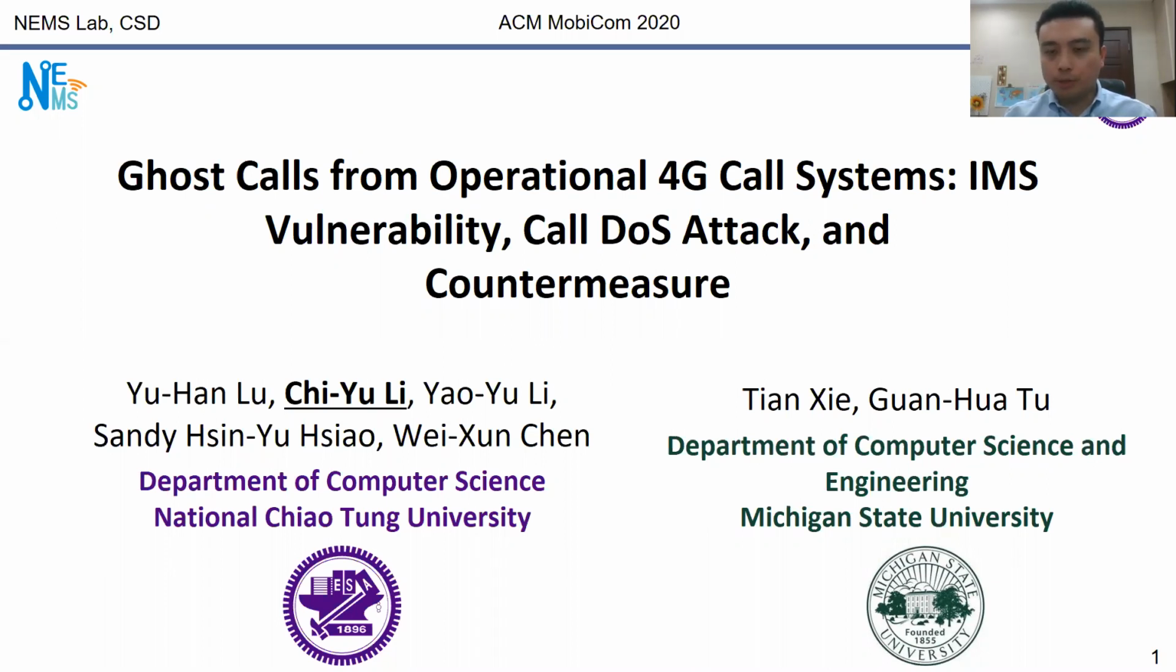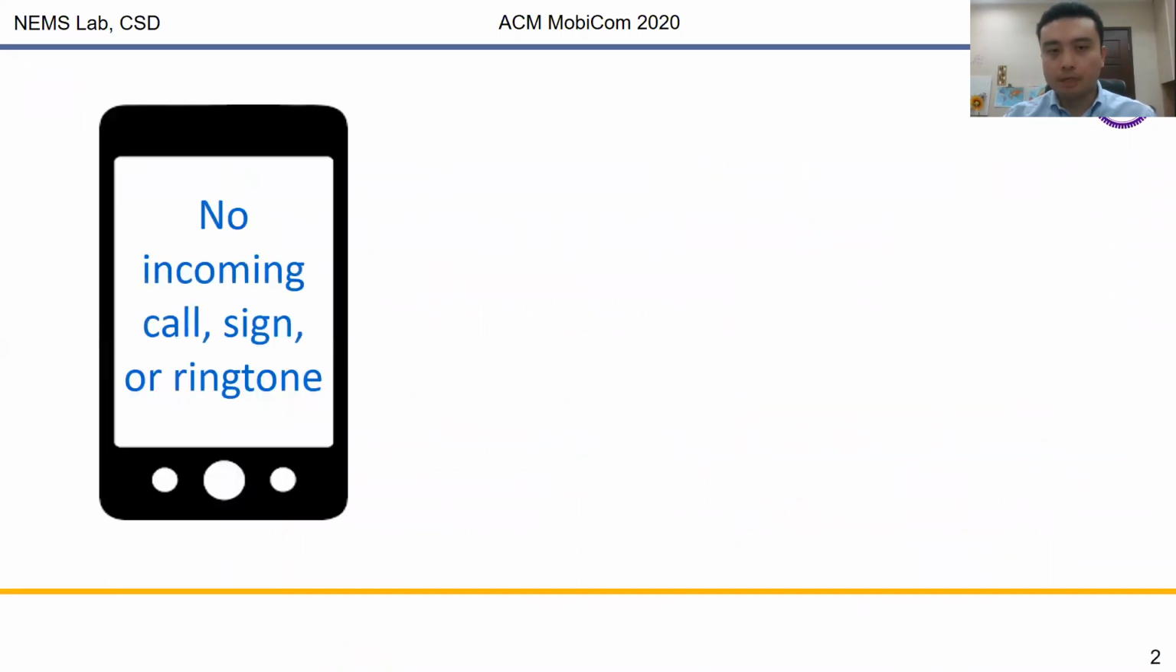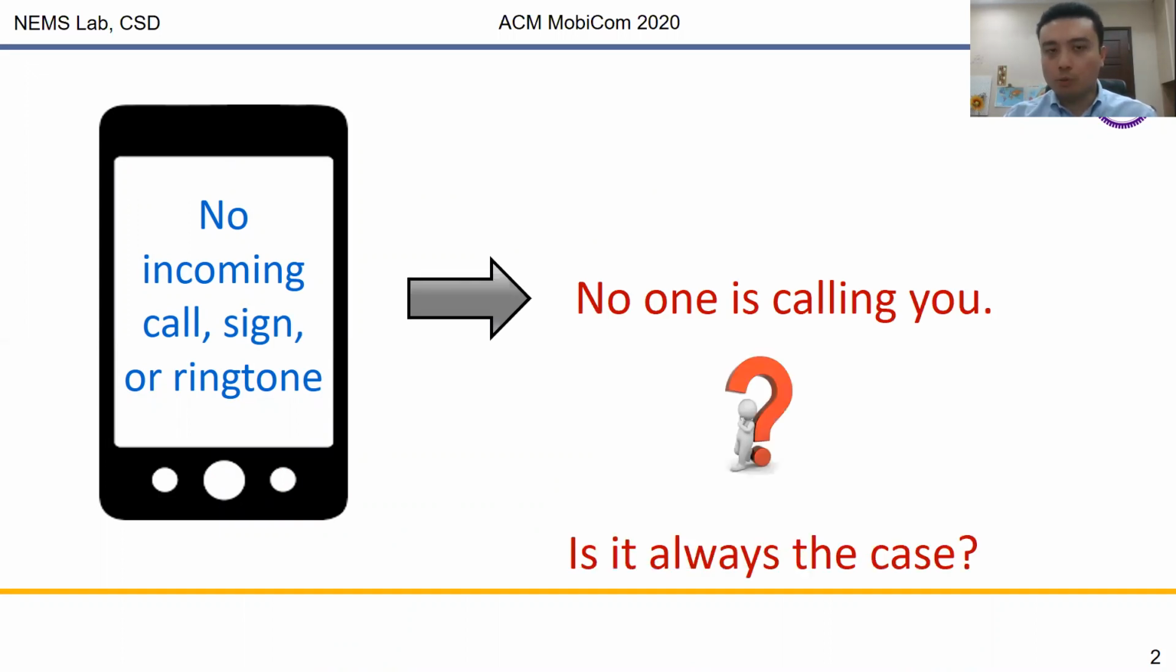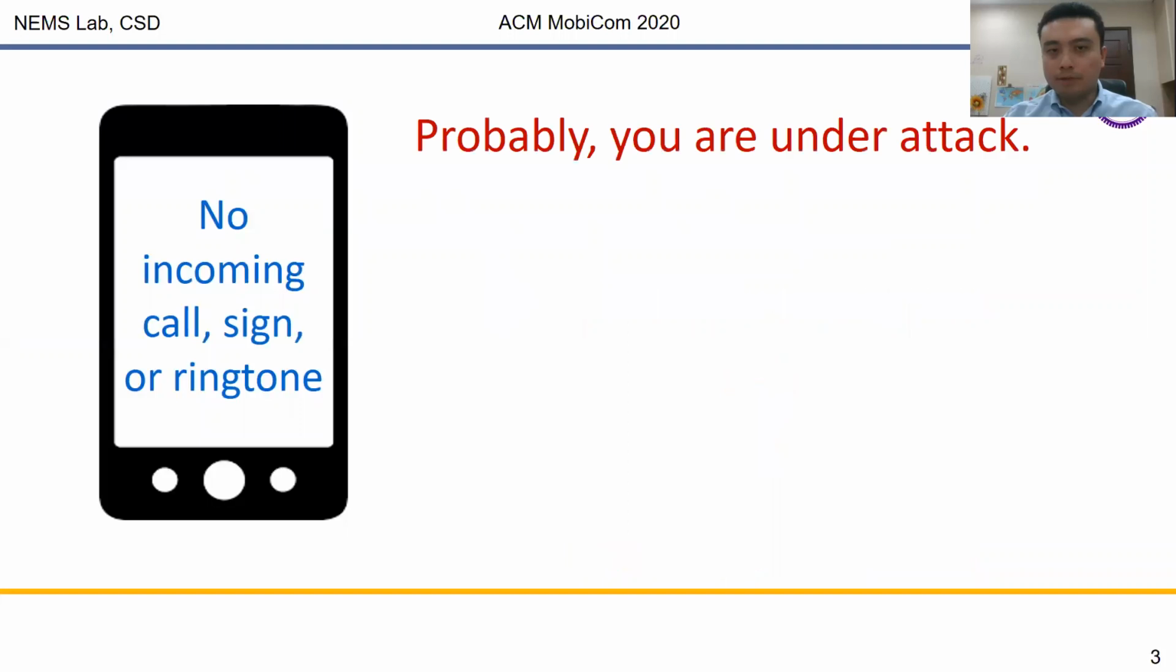The paper I will be presenting today is titled Ghost Codes from Operational 4G Call Systems, IMS Vulnerability, Code DoS Attack, and Countermeasure. For most of the time, many people's phones do not have any incoming call, sign, or ringtone from cellular voice service. It means no one is calling you. Is this always the case? Maybe not. Probably you are under attack.